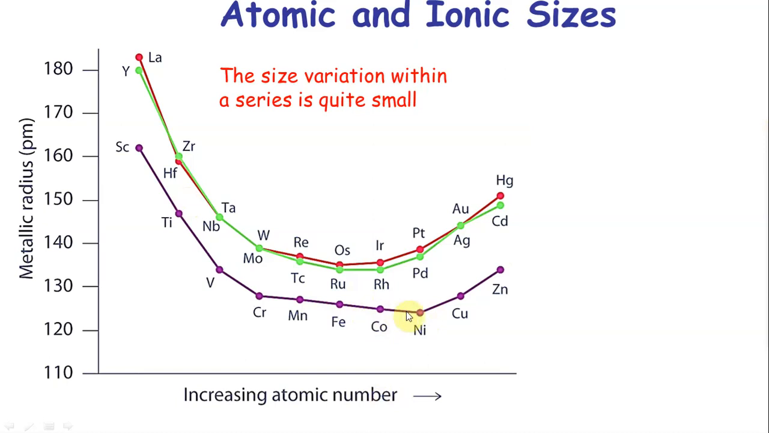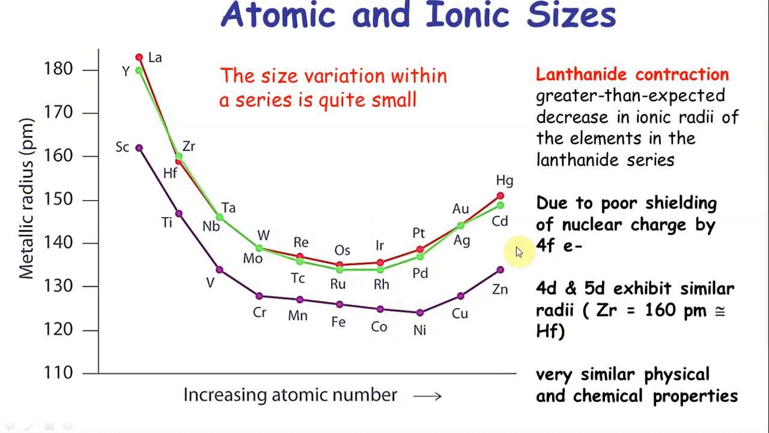That's one thing we saw. Second thing is 3D and 4D is an expected size difference. 4D and 5D, because of lanthanide contraction, not a lot of change. So here is the theory for that: due to poor shielding of nuclear charge by 4F.